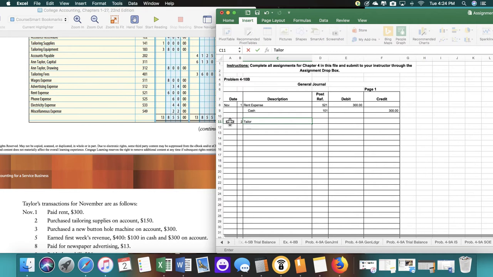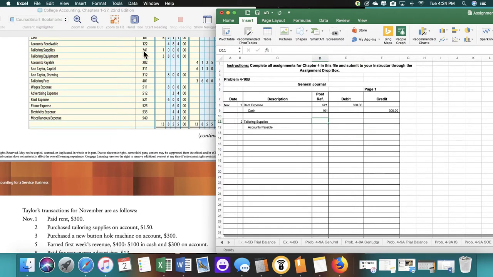So tailoring supplies. We purchased them on account, so it's going to be accounts payable since our company purchased them. Tailoring supplies is account number 141. Accounts payable is 202. It is $150.